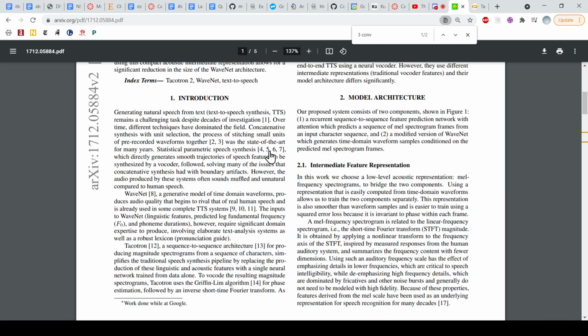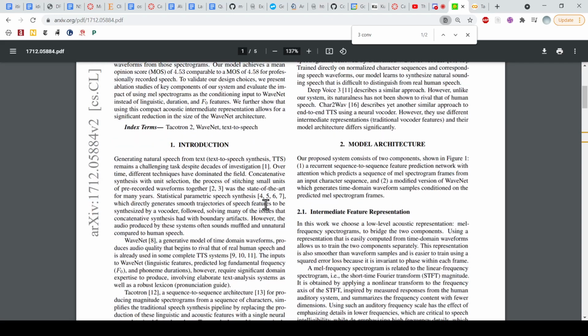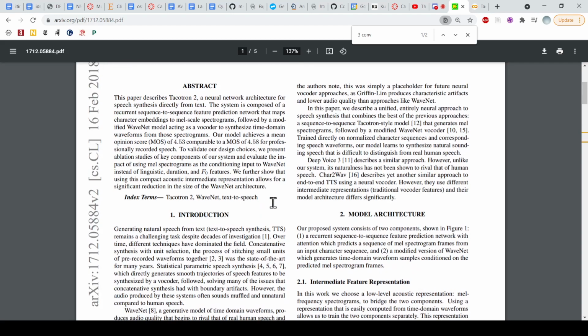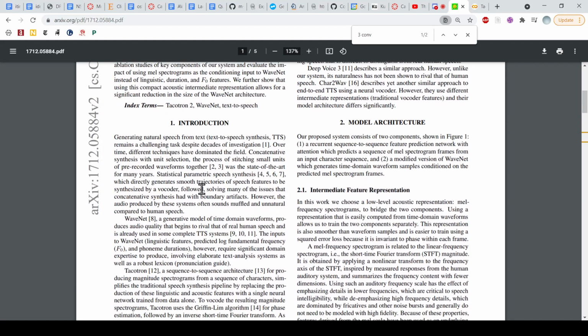Yeah, so it replaces the production of linguistic and acoustic features with a single neural network trained from data alone. Cool. As the authors note, before they were using Griffin-Lim, which is a kind of traditional approach, which has artifacts and lower audio quality, but WaveNet is better at taking the output of Tacotron essentially and turning it into sound.